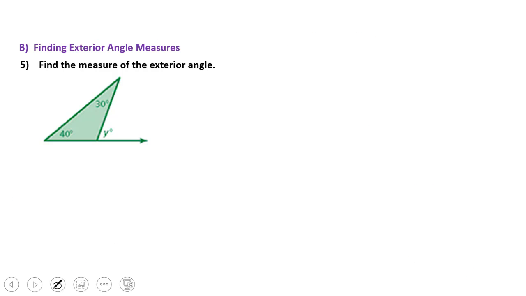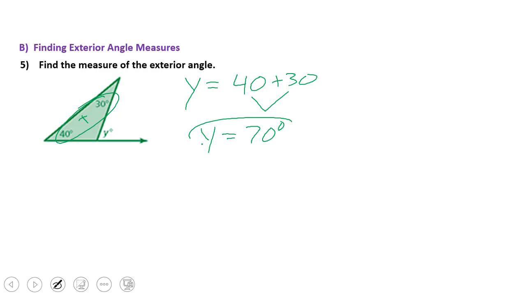All right, so example 5 of tonight's lesson, finding the exterior angle measures. We're going to find the measure of the exterior angle, and we just learned that the exterior angle, in this case it's Y, is equal to the sum of the two non-adjacent interior angles. So that would be 40 plus 30. And we know that 40 plus 30 is 70. So that exterior angle is equal to 70 degrees.